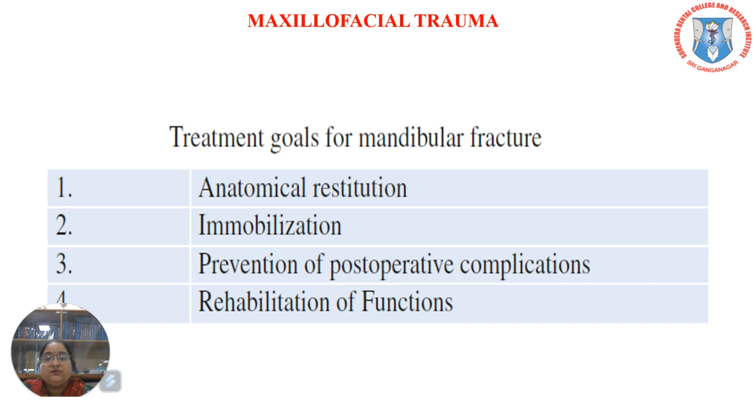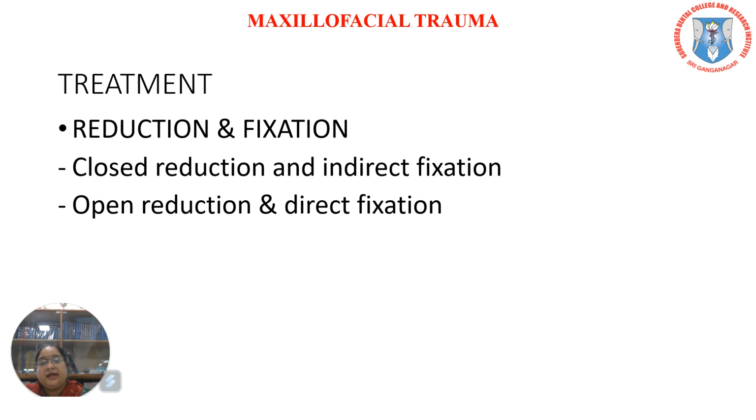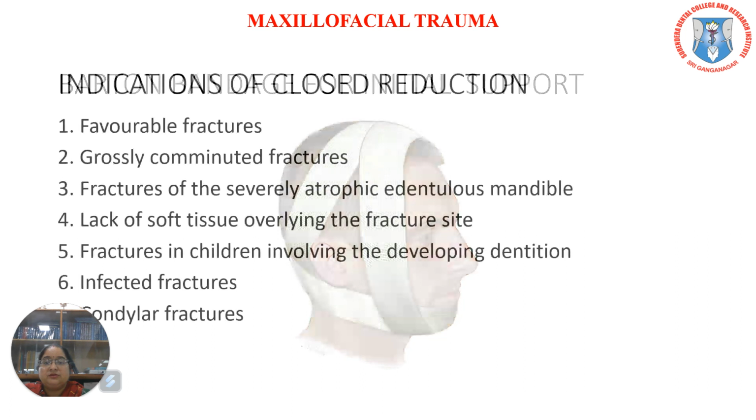Treatment goals are, first, anatomical reinstitution, then immobilization of the fracture segments, third, prevention of any postoperative complication, and fourth, rehabilitation of the function to normal. Treatment can be closed reduction or open reduction. Closed reduction is closed reduction and indirect fixation. Open reduction is direct fixation after visualizing the fracture segment. Barrel bandage is used for the initial support of the mandibular fracture.